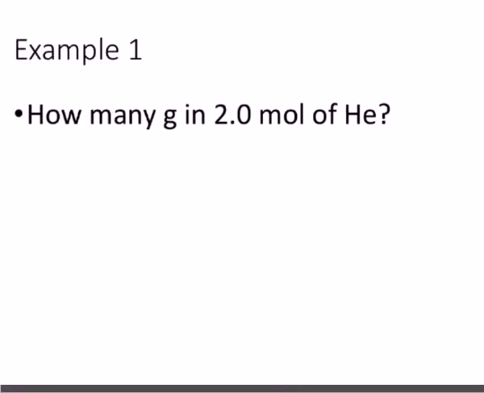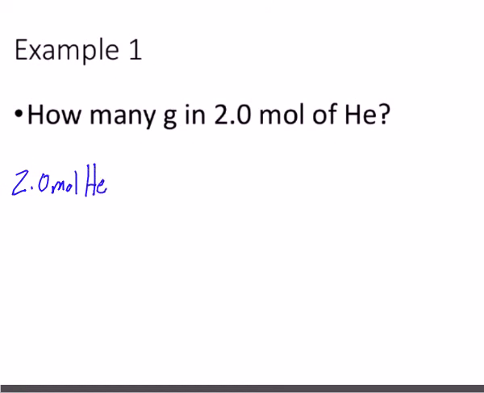We have 2 moles of helium. Okay, we're trying to get to grams. This is going to be the last problem that we do. Where do I start in this example? Write down what you're given. So I've got 2 what? Moles. Now, is it good enough for me just to put down moles? It's moles of what? Helium.